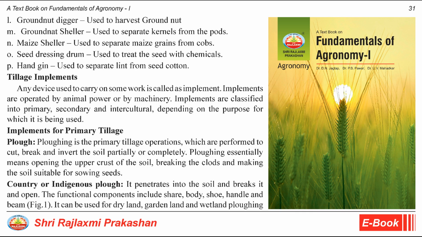Point L. Groundnut digger, used to harvest groundnut. Point M. Groundnut sheller, used to separate kernels from the pods. Point N. Maize sheller, used to separate maize grains from cobs. Point O. Seed dressing drum, used to treat the seed with chemicals. Point P. Hand gin, used to separate lint from seed cotton.